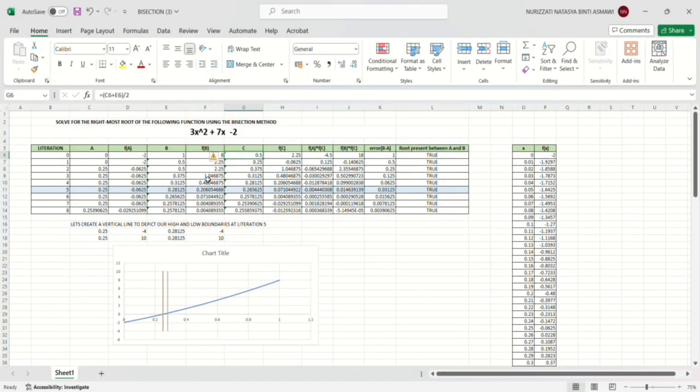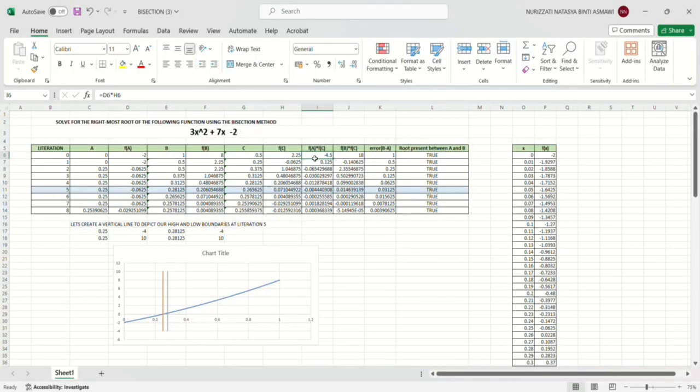So to find the midpoint, we have to plus the value of A with the value of B, and then divide by 2, and we can get the value of C. Same goes to f of C. We are going to substitute the value of C into the function, and we can get the value of 2.25.